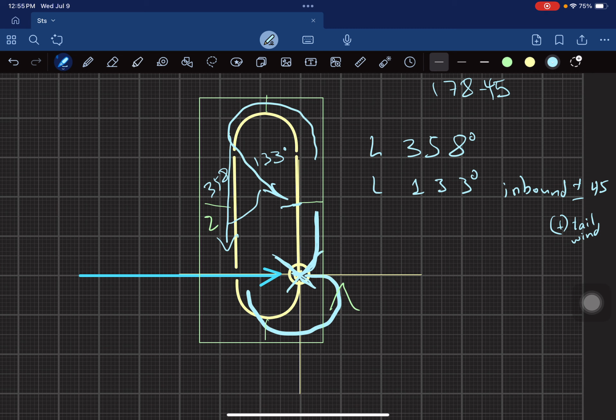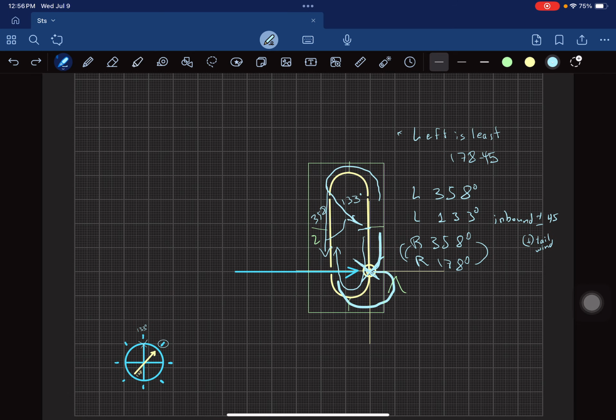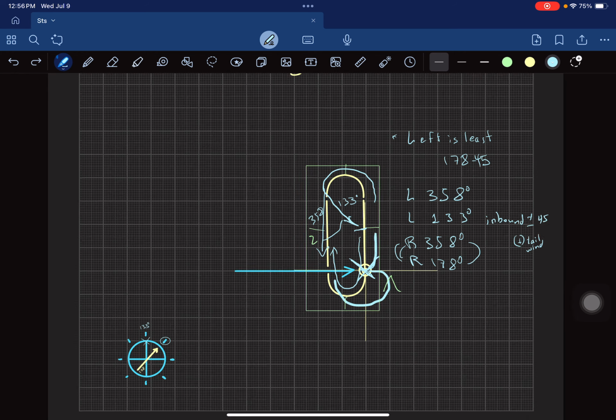And then my next turn and all the turns after this one, once established, will be to the right. Right 358, right 178. And again, right 358, right 178, right 358, right 178, and so on and so forth. So this is how you brief a parallel entry.